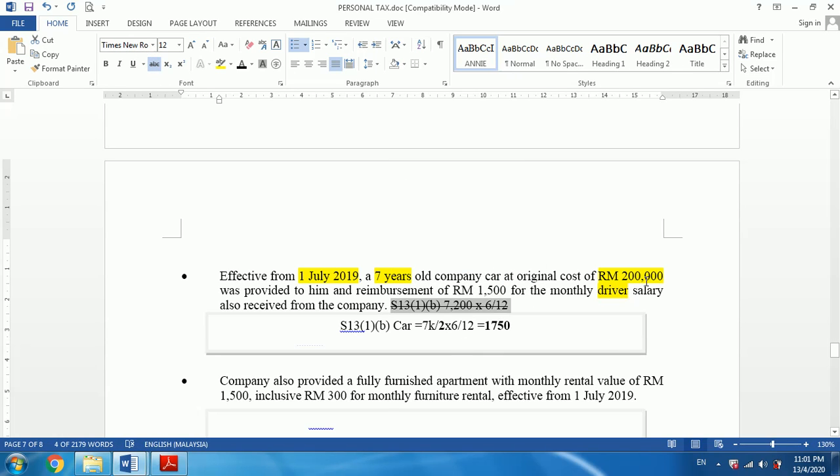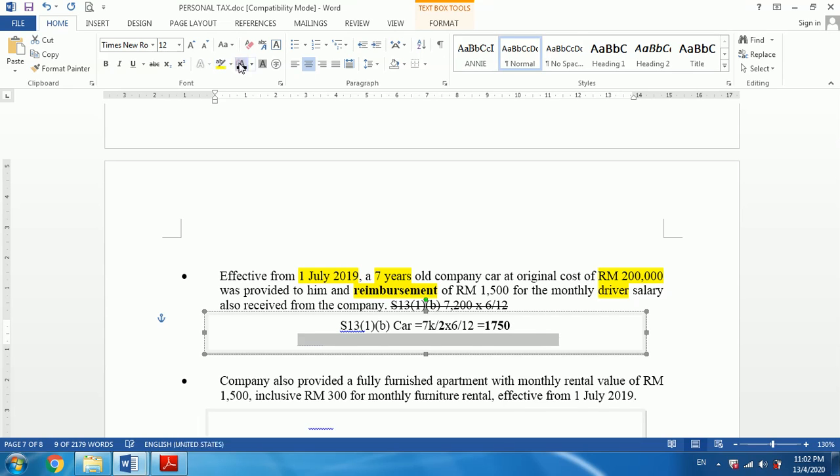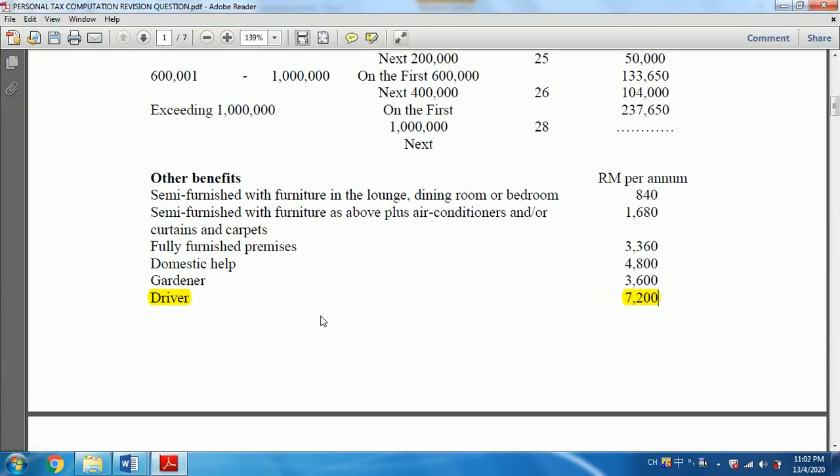The focus, yes, is a driver salary, but it's a reimbursement here. A reimbursement means that you pay first and you receive the money later. So in this case, are you receiving a driver or are you receiving money for the salary? In such a case, because of the reimbursement, we change your answer from 13(1)(b) to 13(1)(a), reimbursement of driver's salary. And you do not need to refer to this table over here because this table is actually for BIK.